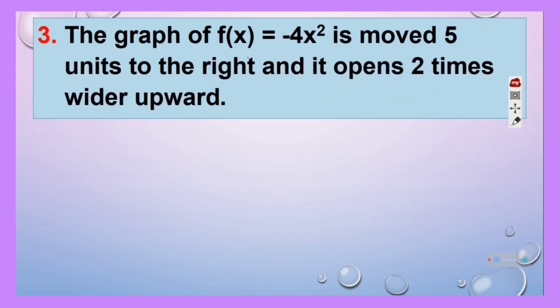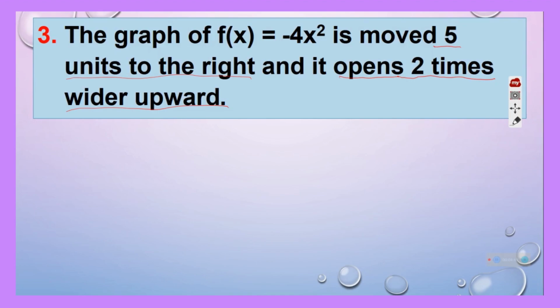Example 3: the graph of f of x equals negative 4x squared is moved 5 units to the right. So, ibig sabihin, mag-change ang value ng h kasi ang movement ay to the right. And it opens 2 times wider upward. So, kapag sinabing opening ang nag-change, ibig sabihin, value ng a ang mag-change. Ang tinutukoy dito na opening up ay yung upward. And then, 2 times wider, ibig sabihin, the smaller the value of a, the wider is the graph. Dahil upward, ibig sabihin din po nito na ang value ng a ay positive.